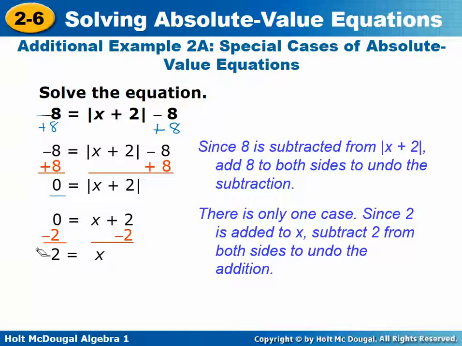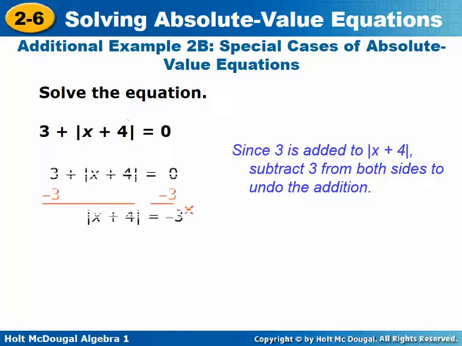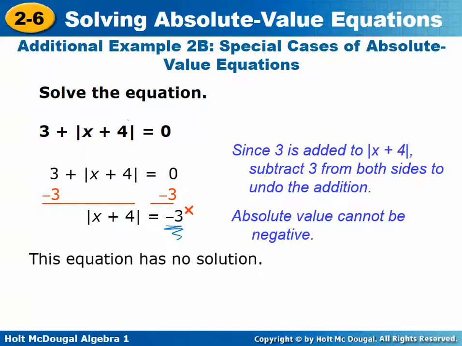Okay, now let's look at the other kind of example. In this one, we have to isolate the absolute value expression, so we subtract 3 from both sides. And when we do that, we get the absolute value of x plus 4 is equal to a negative number. Now that's not possible because absolute value is referring to distance from 0, and distance is always positive. So as soon as you see that you have an absolute value equal to a negative number, you stop and write no solution. So this problem here has no solution.